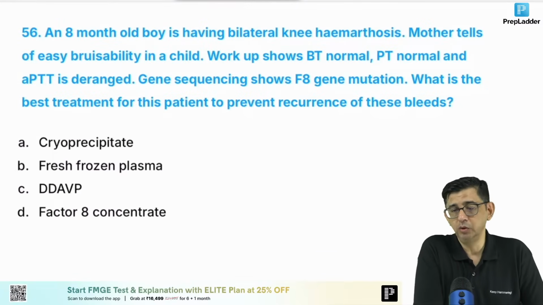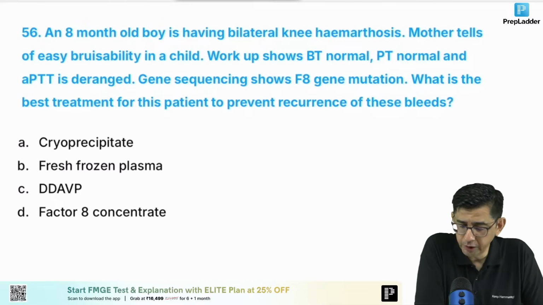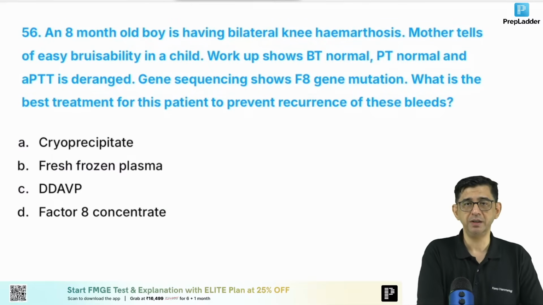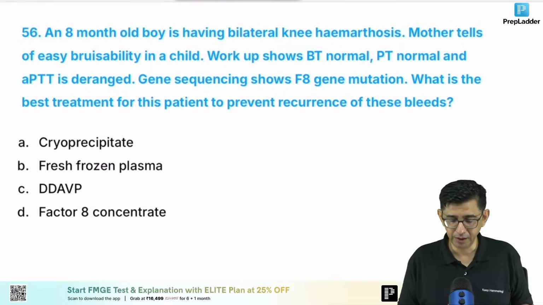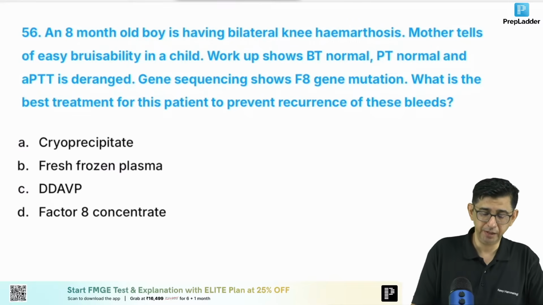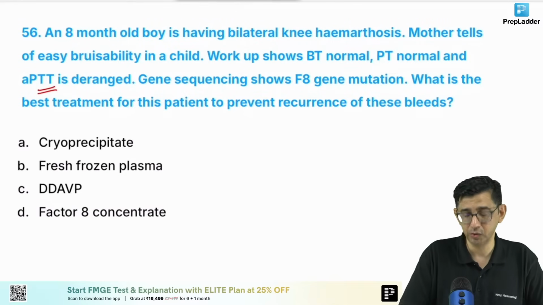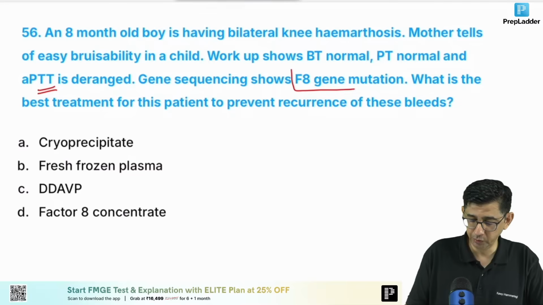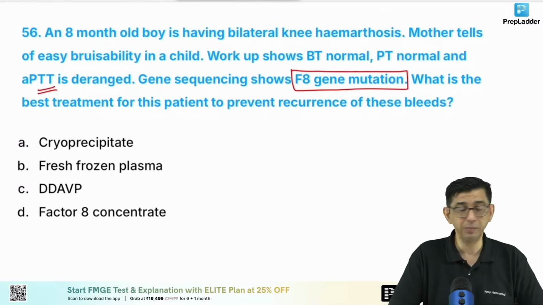An 8-month-old boy is having bilateral hemarthrosis. The moment you read this, you know that there is a clotting factor issue present here. The mother is telling about easy bruisability in the child, and the workup is showing that there is increased aPTT. Everything else is normal, but aPTT is increased, and the gene sequencing shows an F8 gene mutation. The moment you read F8 gene mutation, the moment you read about joint bleeding, you would be able to understand that the patient is having hemophilia A.